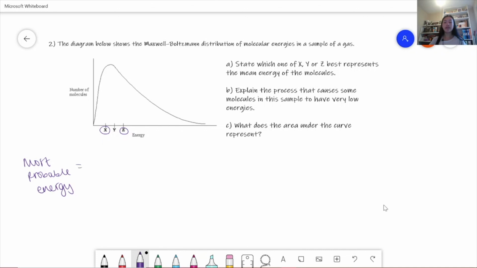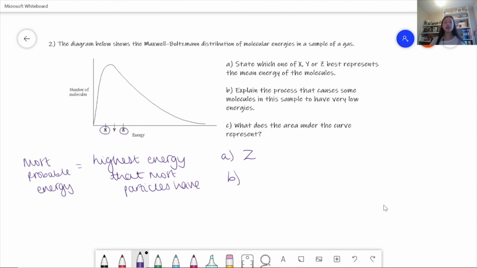So we have the definition of most probable energy, which is the highest energy that most particles have. And so Y looks as though it's more likely to be the most probable energy. So I think for A, the answer is Z, because it looks to be the average of all the energies.